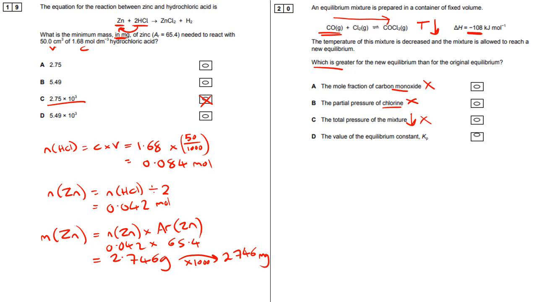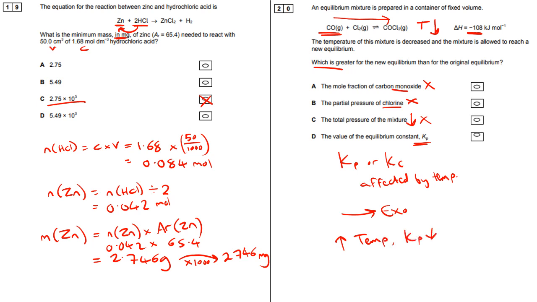The value of the equilibrium constant. Now remember, equilibrium constants Kp or Kc are affected by temperature. If the forward reaction is exothermic, which it is in this case, an increase in temperature will cause Kc or Kp to decrease. A decrease in temperature is going to cause Kp or Kc to increase. So if we decrease the temperature, which one is greater? The value of the equilibrium constant is going to increase. So D is correct there.